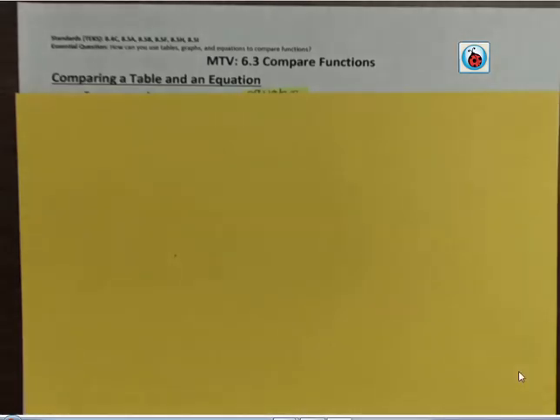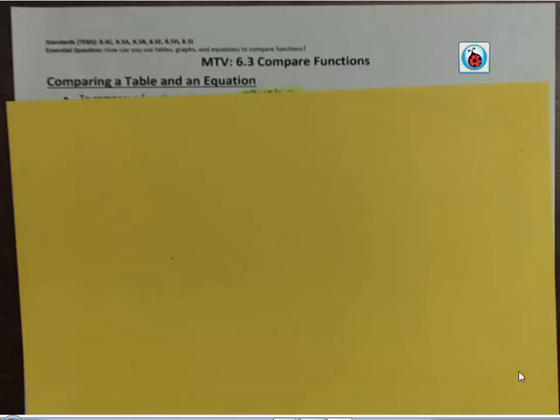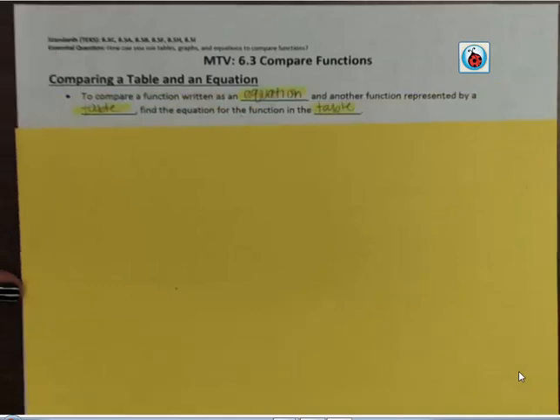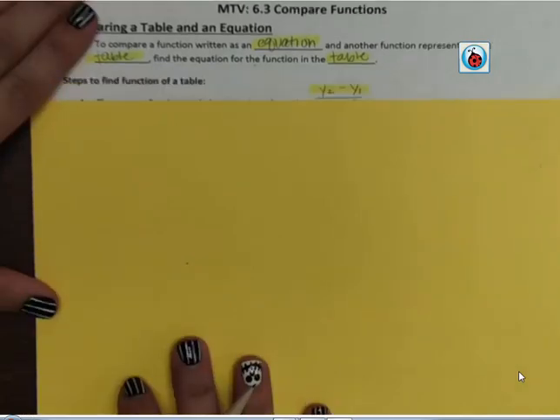Hey guys, so we're going to be looking at comparing functions and how we compare them when they're in different forms. So this first one, we're going to compare a table and an equation. To compare a function written as an equation and another function represented by a table, you have to find the equation for the function and then the function in the table, and then you need to compare them. So, steps for how to do this.